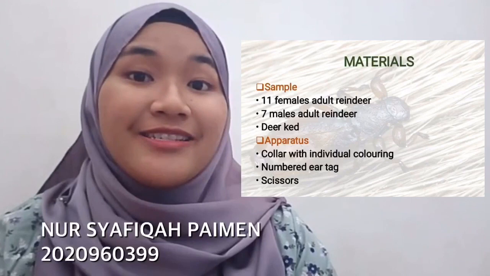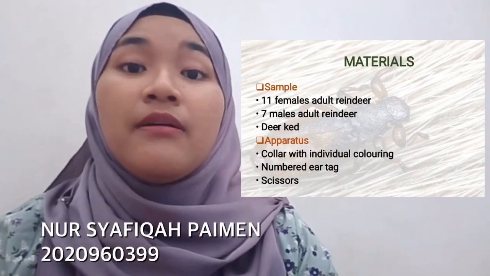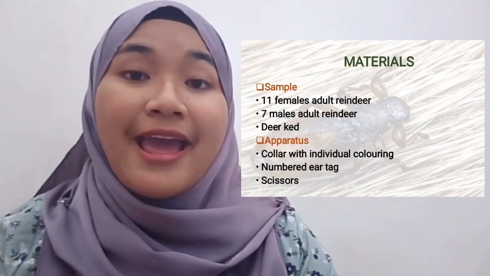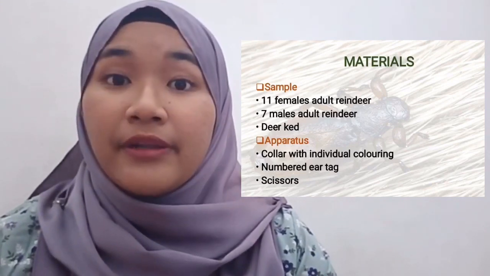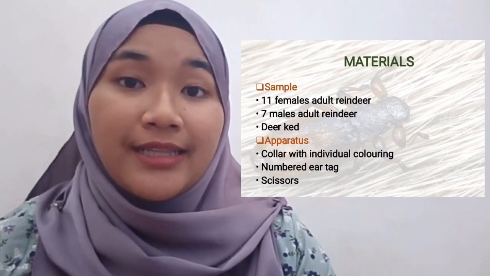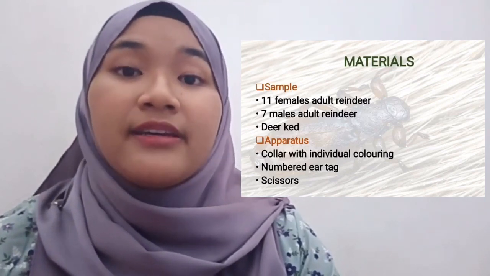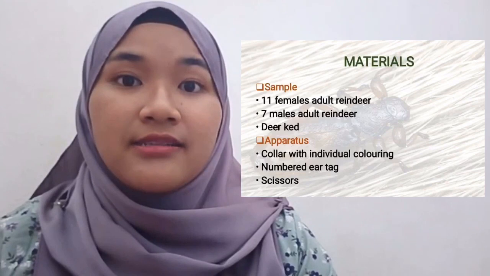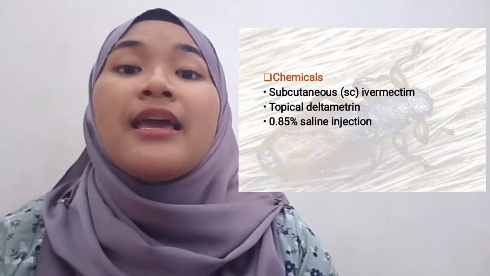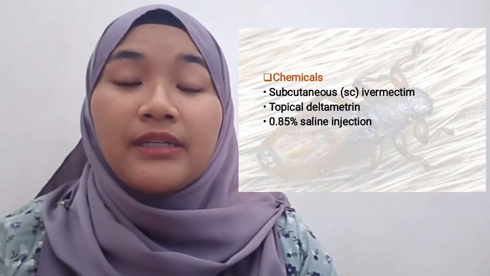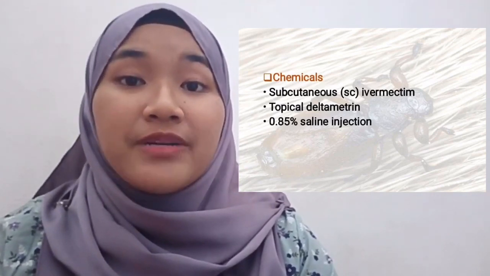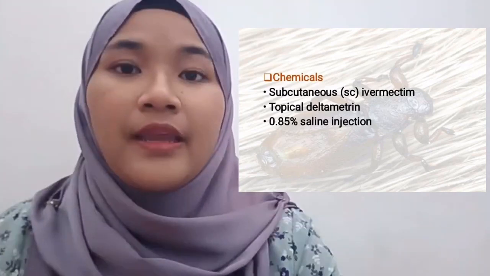Materials. In the sample, we have 11 female adult reindeer, 7 male adult reindeer, and deer keds. In the apparatus, we have color for individual coloring, numbered ear tags, and scissors. For the chemicals, we have subcutaneous ivermectin, topical deltamethrin, and 0.85% saline injection.